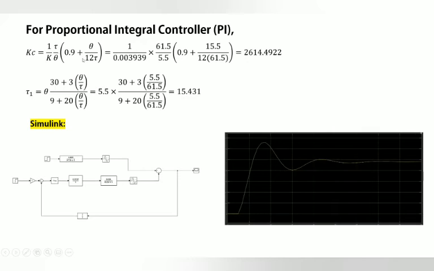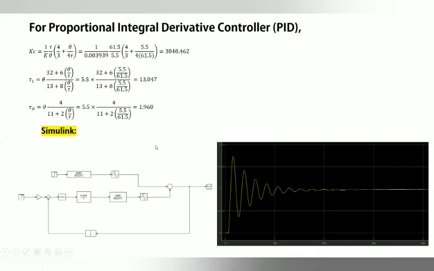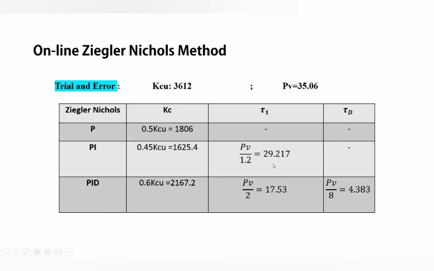So for the PI, same thing as well, by applying the Cohen-Coon tuning formula, by substituting the equations of KC and tau1, we will obtain this value, and running the Simulink, we will obtain this process response. So for the PID, same thing, substitute the KC formula, tau1 formula, tau2 formula, and we will get this value. And running the Simulink, we will obtain this response.